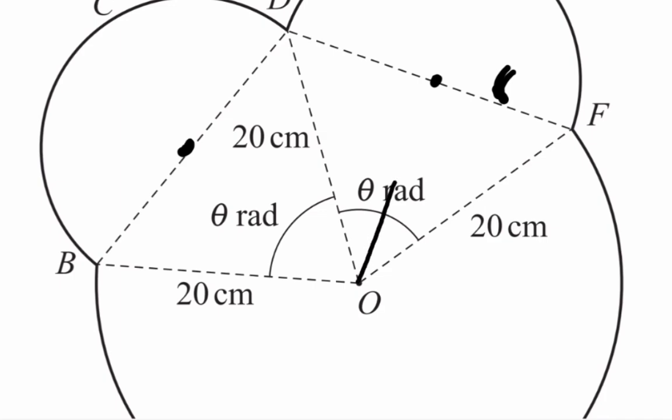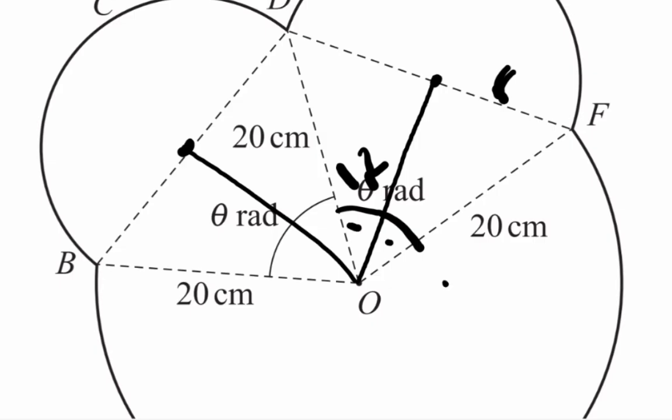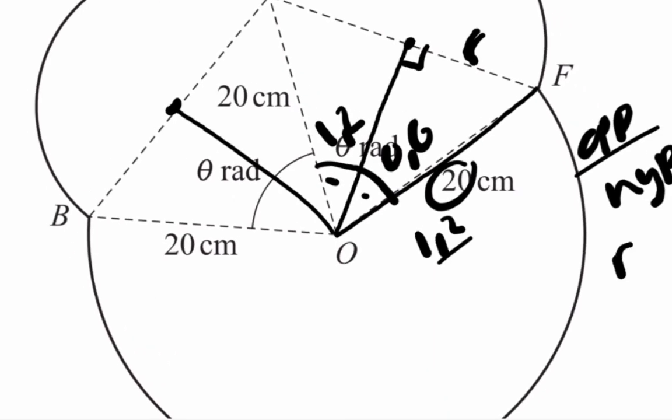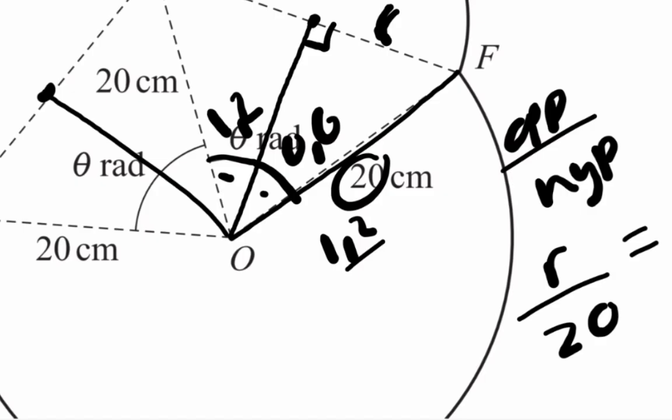So we are going to connect this. We can use either one of these, and we know this angle is 1.2, so dividing it by 2 to get this and this, we get our 0.6 for this part, and we know this is 20. To get our r, it's opposite, right? So opposite over hypotenuse, which is 20, is our r over 20, and the sine should give us sine 0.6.